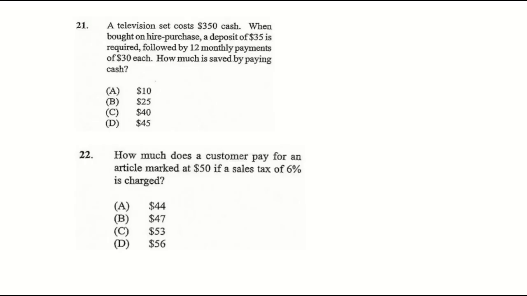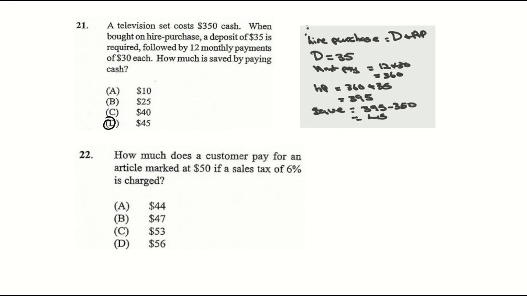For number 21, this is a repeated question. The answer is 45. We know that the hire purchase was 35 plus 360, which was 395. The difference between 395 and 350 is 45. So the answer is 45 for this question here. Alright, this is the work in here. How much does a customer pay for an article at $50 if a sales tax of 6% is charged? So that's $50 multiplied by 6%.